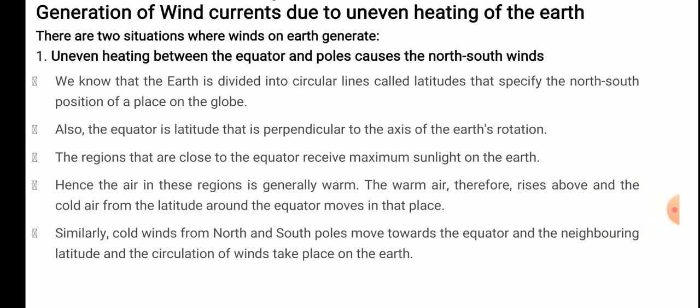So the climate of the equatorial region, or where the equator is, is hot and humid. Okay, this we have discussed already.